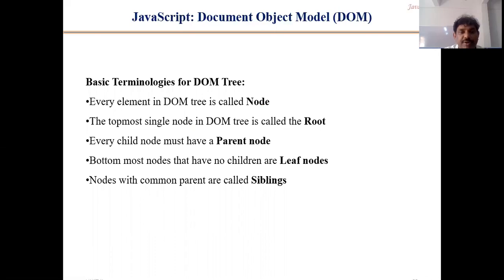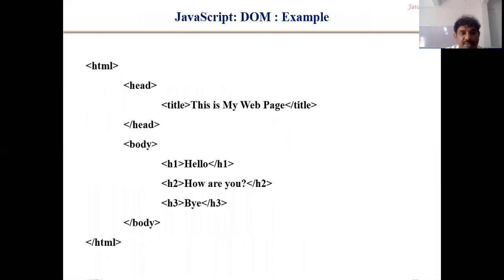Basic terminologies for the DOM tree. Every element in the DOM tree is called a node. The topmost single node in the DOM tree is called the root. Every child node must have a parent node. Bottommost nodes that have no children are leaf nodes. Nodes with a common parent are called siblings.